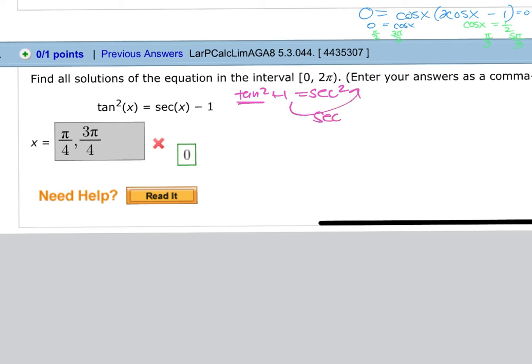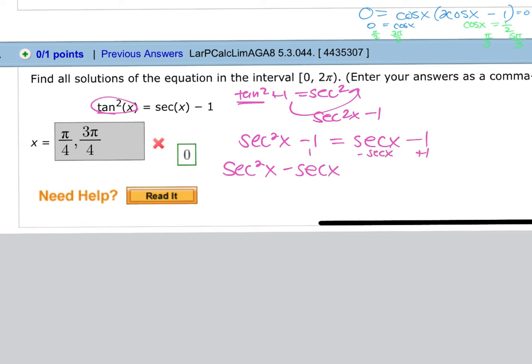No, I'm sorry. You have to do it this way. I would normally do it the other way around, but one's not squared, so you have to do it this way. So this gets replaced with secant squared x minus 1 equals secant of x minus 1. You've got a squared and a non-squared. Get everything to one side. I keep the squared positive just for personal preference. So I'm going to move this one and this one. These cancel. Take out a secant.